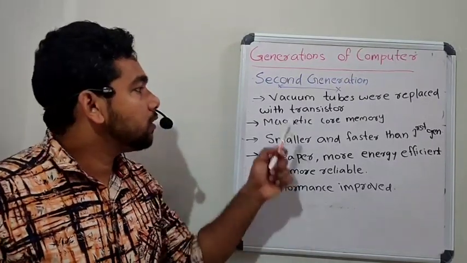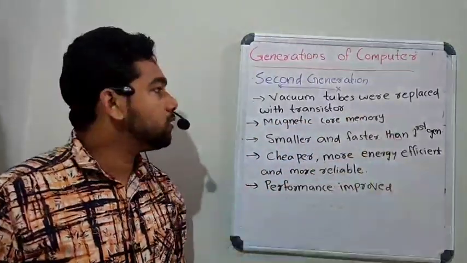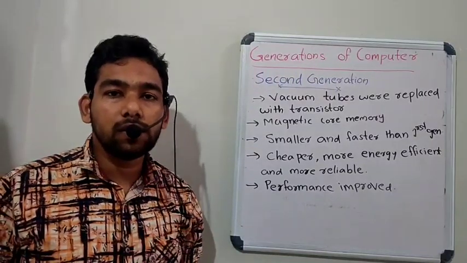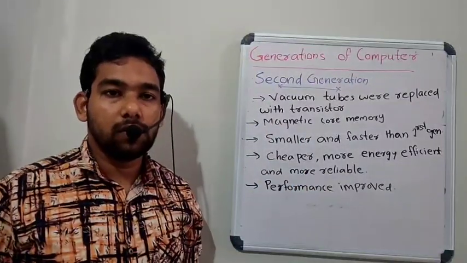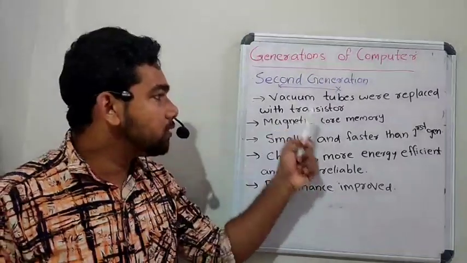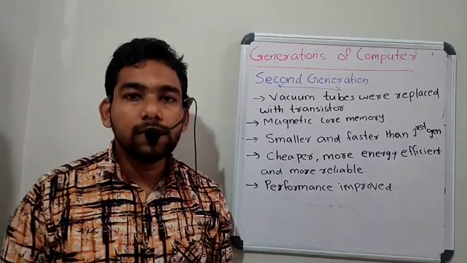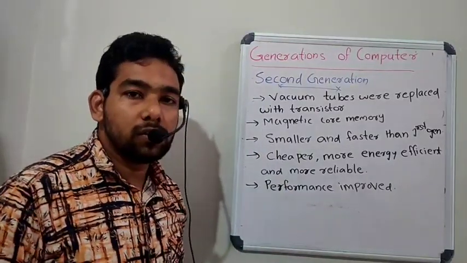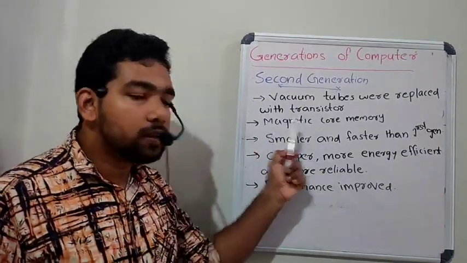First one, vacuum tubes were replaced with transistors. In the first generation computers, we used vacuum tubes. Then second generation computers replaced these vacuum tubes with transistors. Second point, second generation computers used magnetic core memory.